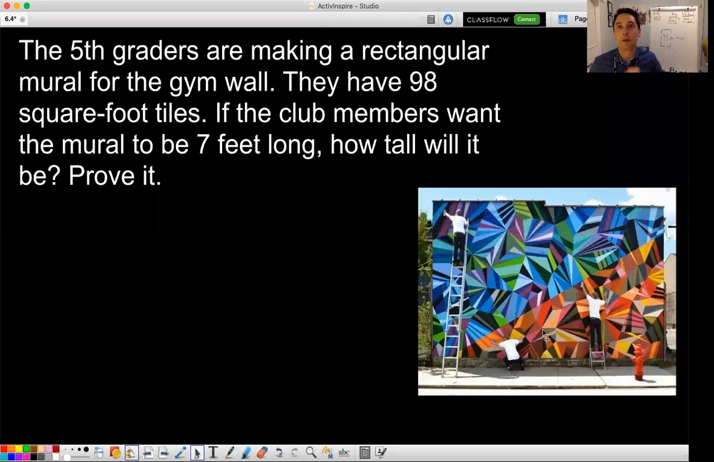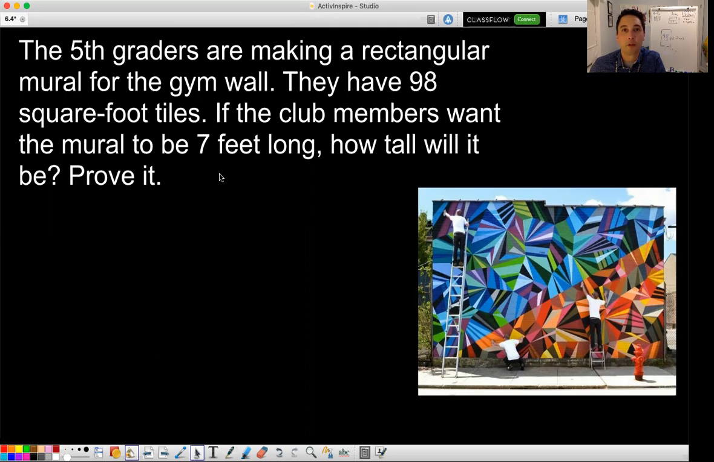We only have one problem that we're working on today, so I'm going to try to do it as clearly as I can. What I'm going to ask you first is, what do you know? The fifth graders are making a rectangular mural for the gym wall. They have 98 square foot tiles. If the club members want the mural to be 7 feet long, how tall will it be?